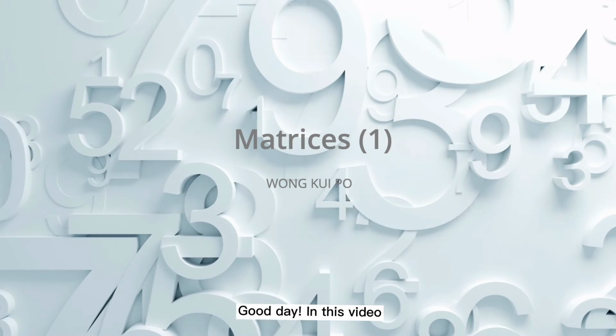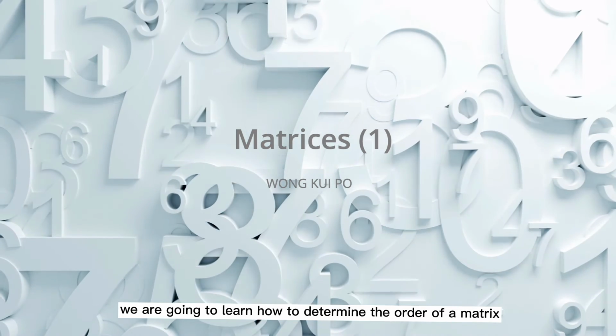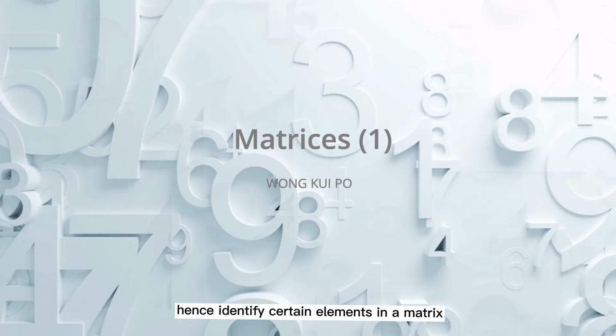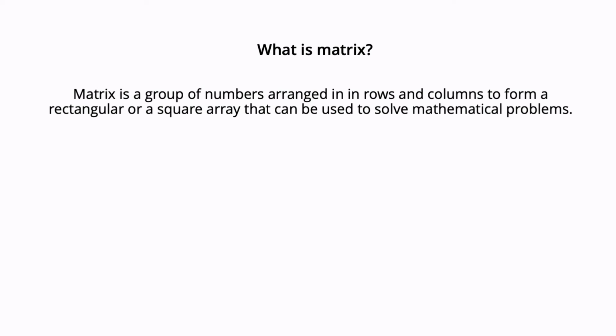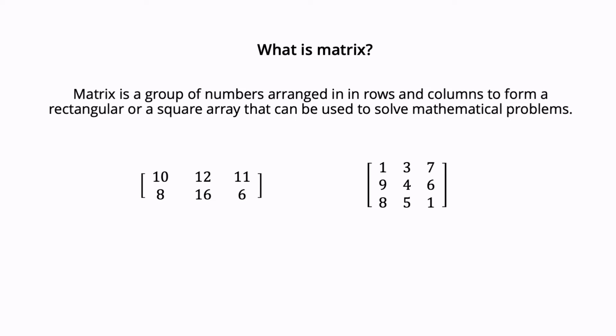Good day. In this video, we are going to learn how to determine the order of a matrix, hence identify certain elements in a matrix. What is a matrix? A matrix is a group of numbers arranged in rows and columns to form a rectangular or a square array that can be used to solve mathematical problems.